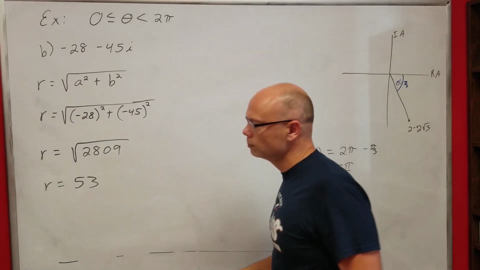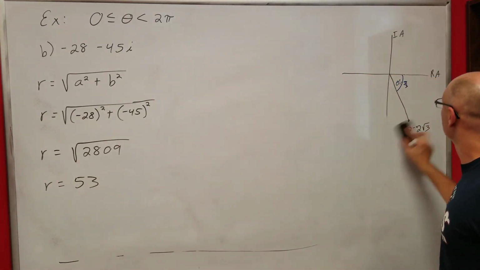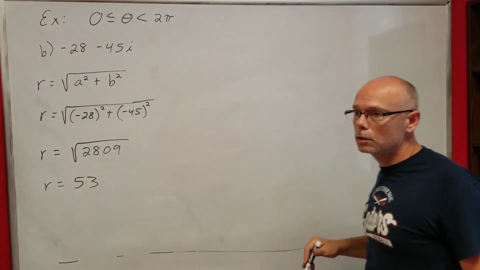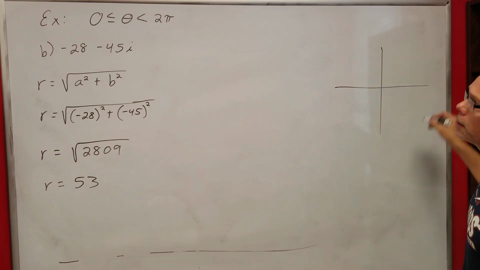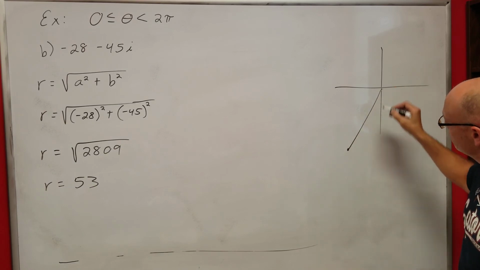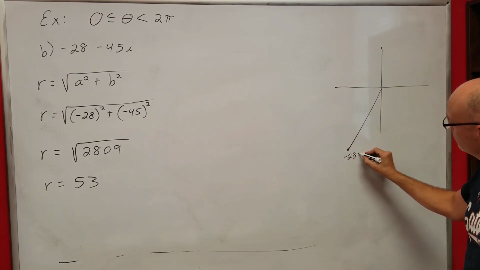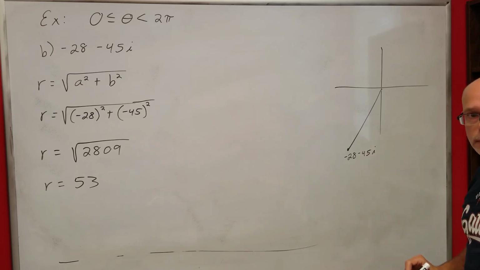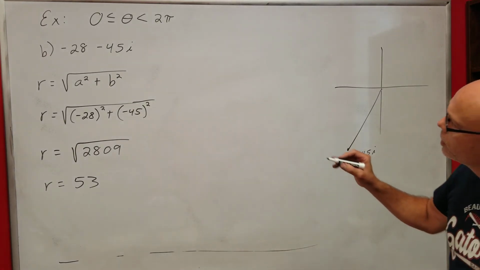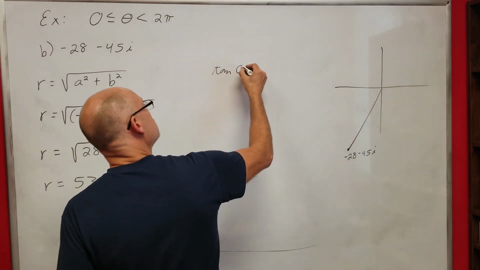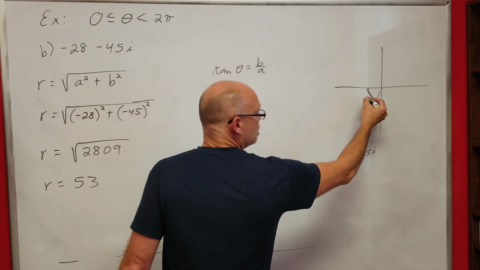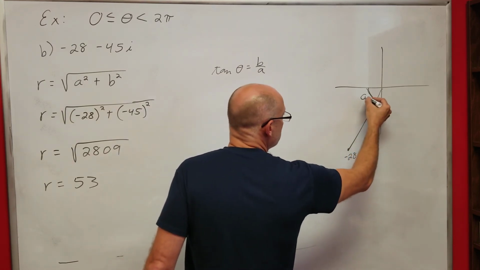So I found r. Let's find theta now. To find theta, I want to draw a picture first. I want to plot this complex number in a rectangular coordinate system. So where is it at? Negative 28 minus 45i is somewhere down here, right? Okay? Now think about when I find theta. What I'm finding when I find theta using the tangent of theta is equal to b over a is I'm actually finding this little acute angle each time, okay? So in this case, I'll be finding a reference angle right here, theta prime.